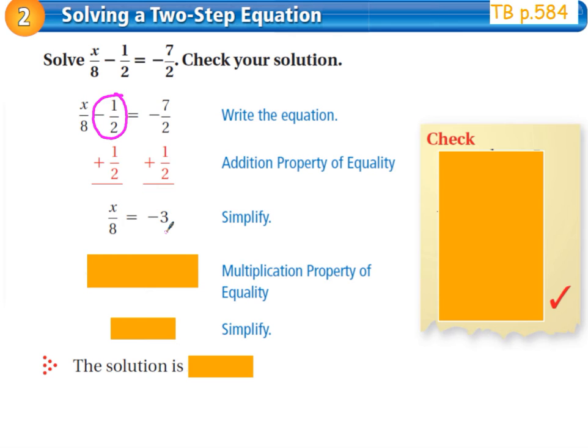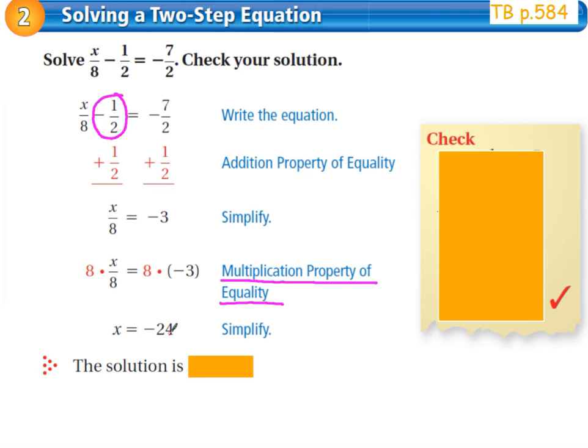Now, remember, I've said multiple times that a fraction is just a division problem. So x eighths really just means x divided by 8. So we use the multiplication property of equality to undo that division. So both sides will be multiplied by 8. When I simplify the equation, I get x equals negative 24.